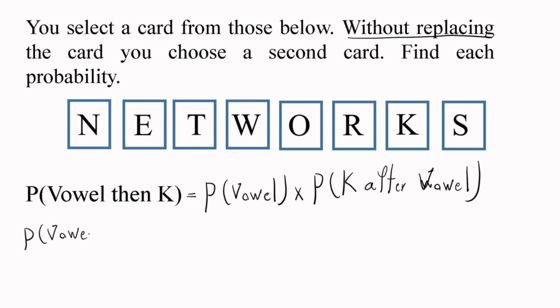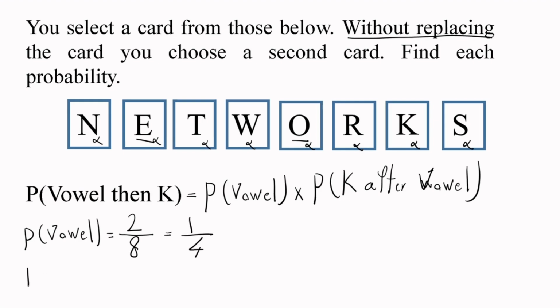How many vowel letters can you find in these cards? E is one of them, O is one of them, and that's it. So number of favorable outcomes is gonna be 2, and number of total outcomes are gonna be 1, 2, 3, 4, 5, 6, 7, 8. So 2 over 8 or 1 over 4.